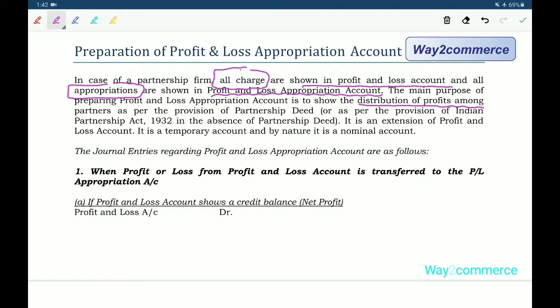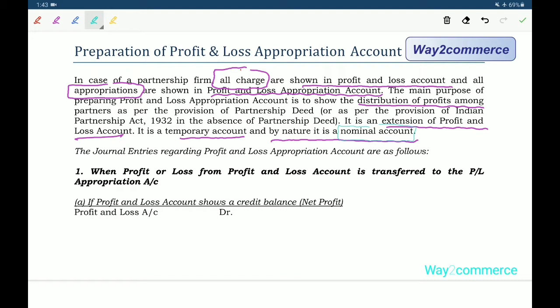Generally, we follow the partnership deed. In case of absence of partnership deed, we follow Indian Partnership Act 1932. So profit and loss appropriation account is the extension of profit and loss account. So it is a temporary account. By nature, it is a nominal account. Remember, by nature, it is a nominal account.